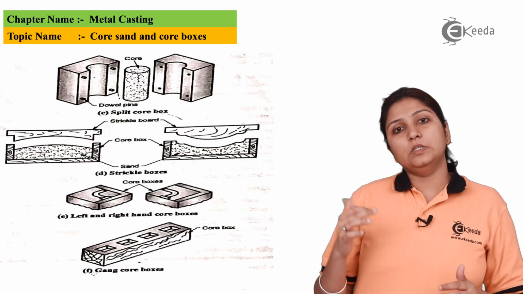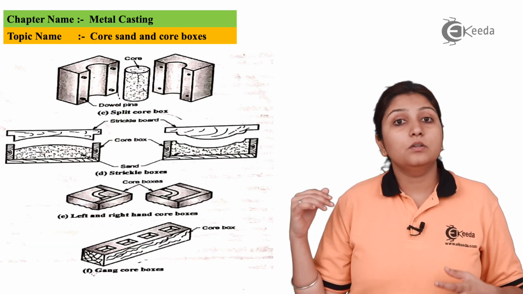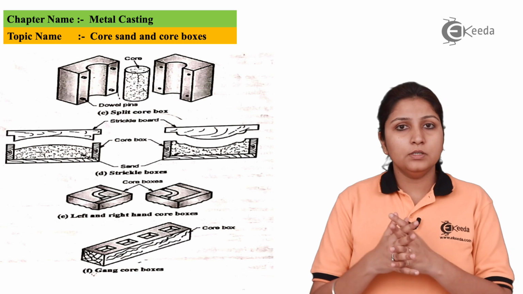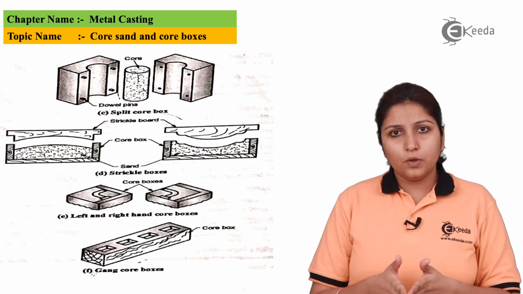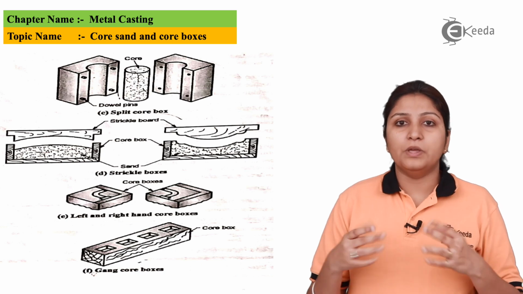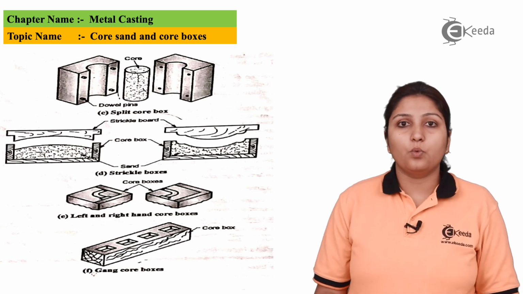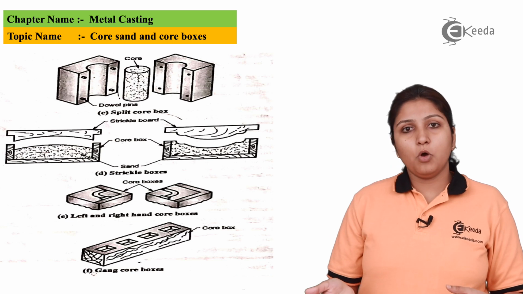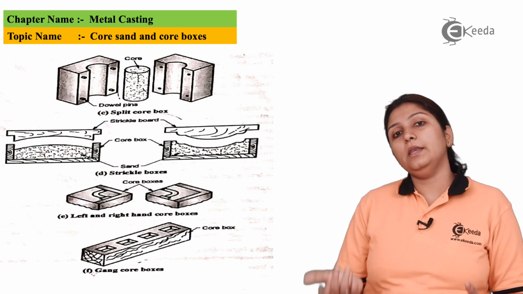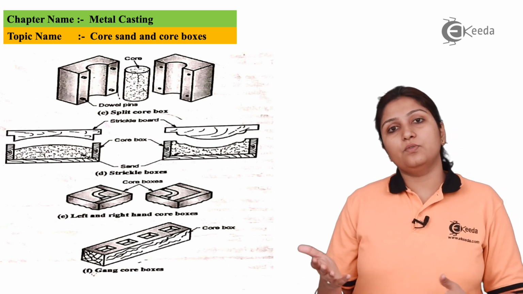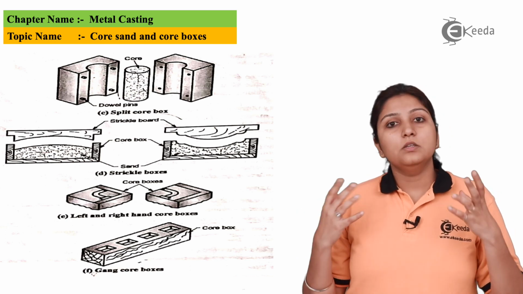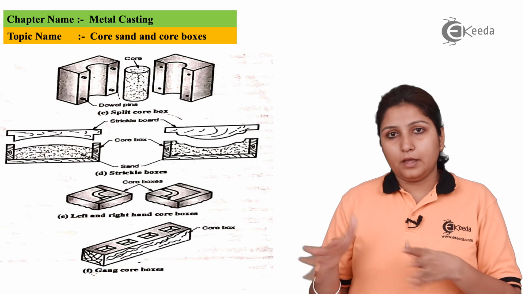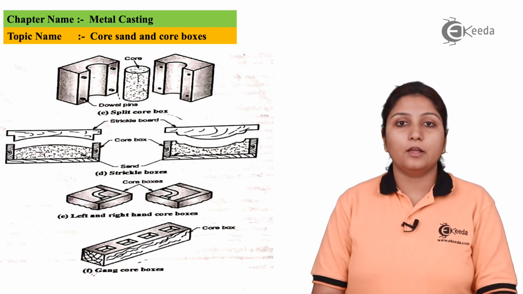So one by one, the first is the split core box. Two core boxes can be split. Dowel pins are added so that you can put them together and keep them for a few minutes or the time whichever is required. Then comes the stricle core box, and then you can see the right and left core boxes. They are basically used for making pipes or any kind of circular or straight objects, but at a right angle. And the last one is the gang core box.